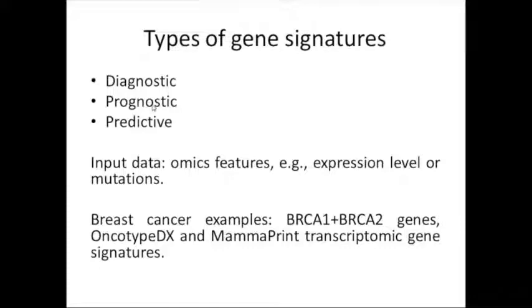Other well-known gene signatures associated with breast cancer are Oncotype DX and MammaPrint. These are transcriptomic gene signatures, so they are based on expression levels of genes, and they predict the risk of recurrence-free survival for at least 5 or 10 years for patients with estrogen-positive breast cancer.